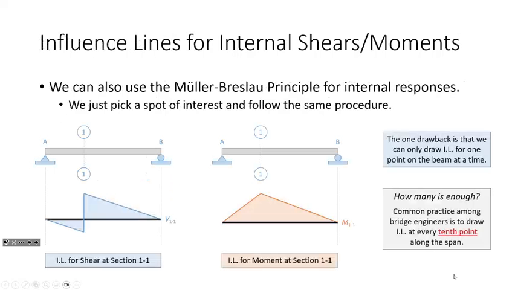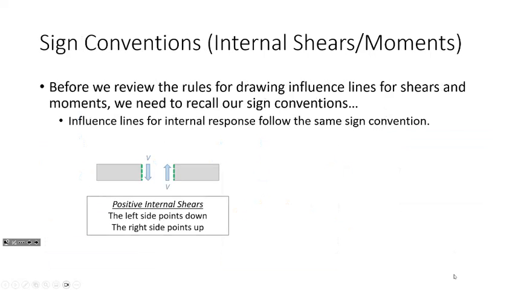So if I go back here and you look at this influence line, here's where I cut the section. The left side goes down, the right side goes up. That matches this right here. Okay, so that's why we're drawing it in that fashion. So these are positive internal shears.